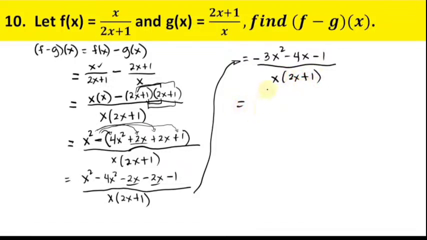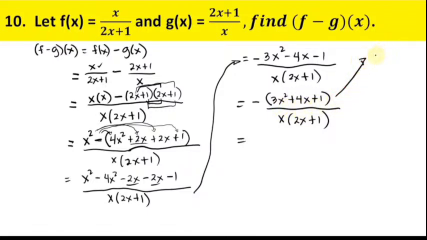Then simplify, so that is negative times 3x squared plus 4x plus 1 over x times 2x plus 1 equals, ito pwede pa rin ito ma-factor. So anong factor niya ito? So ang factor nito is 3x squared plus 4x plus 1. So i-multiply natin ito, 3 times 1, that is 3.